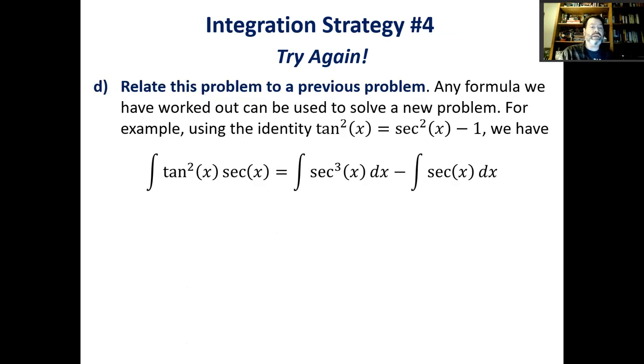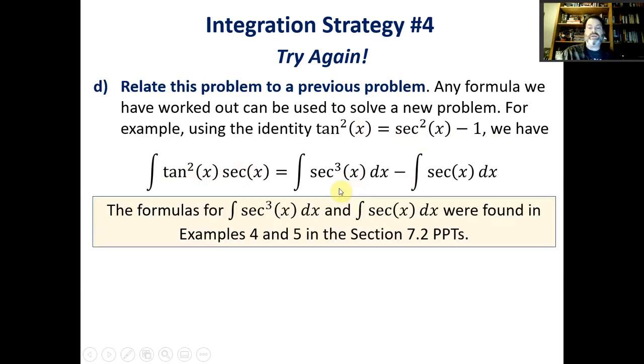Also, you can relate your current problem you're working on to a previous problem. So any formula we've worked out can be used to solve a new problem. For example, if we use this identity, tangent squared is secant squared minus 1, then we can turn this integral into those 2. And we have formulas for secant cubed and secant.